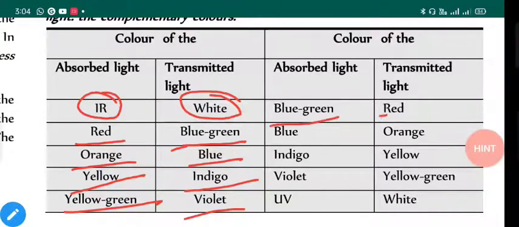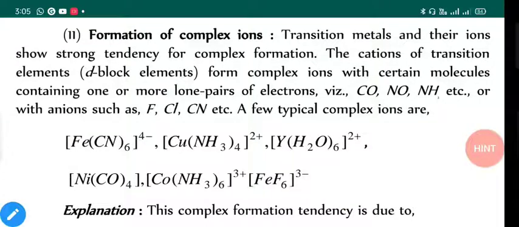Blue-green absorbance gives red, blue gives orange color. If indigo is absorbed, then yellow color. If violet is absorbed, then yellow-green. And if UV light is absorbed, again this is not in our visible light range, so white color will be observed. Then we have the formation of complex ions.